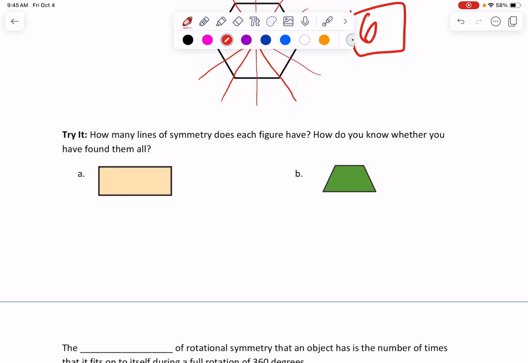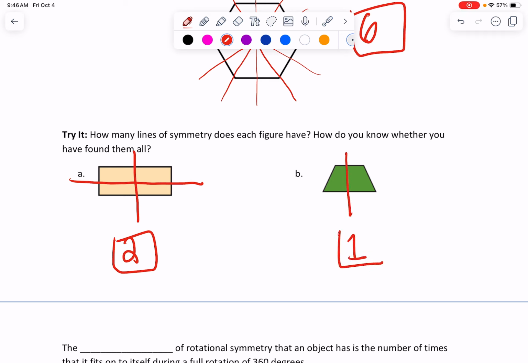Okay, so to check your answers, we're just drawing in the lines of symmetry. So for a rectangle, be careful. You can't draw it like diagonal because it's not going to land on itself. So the only 2 ways would be here and then here. So there would be 2, okay. And then for a trapezoid, the only possible way would be here, because if you map it this way, it wouldn't land on itself. So that would just be 1.